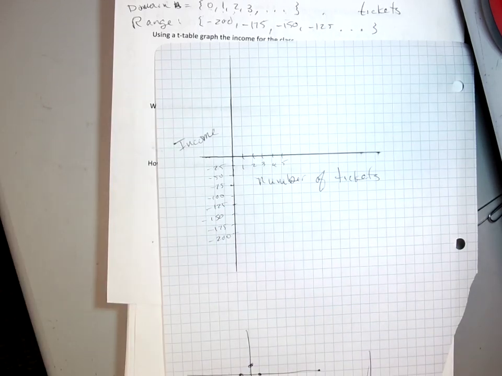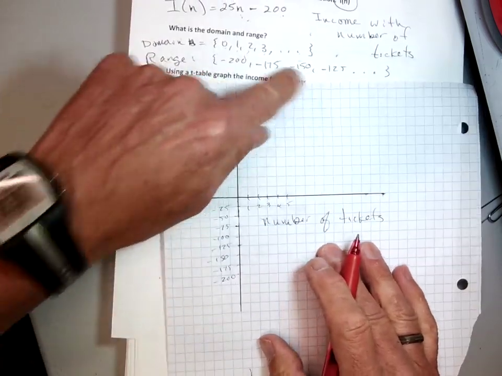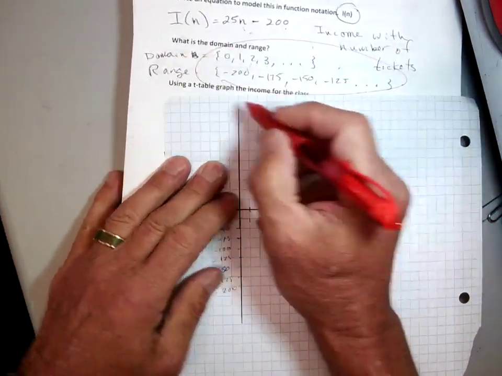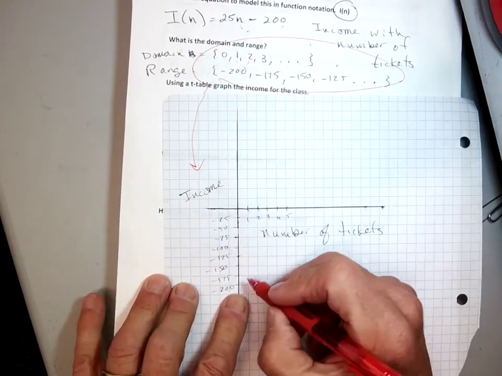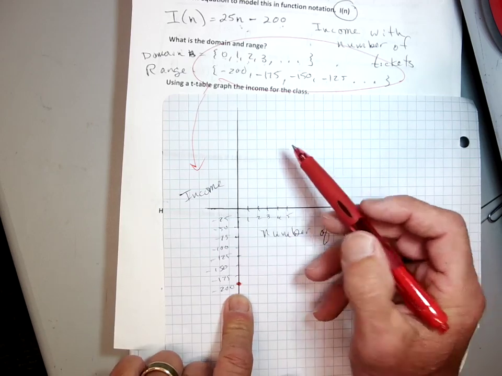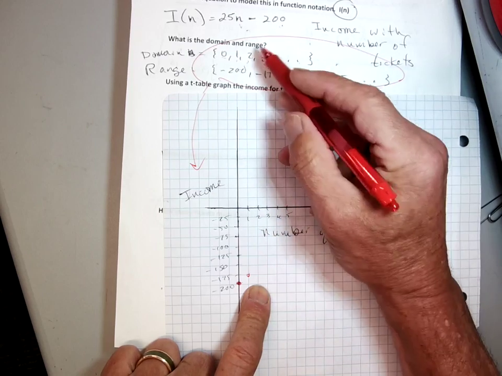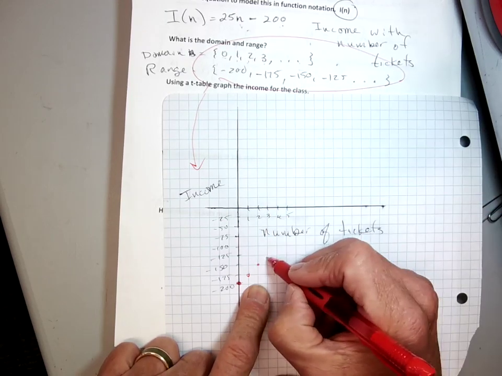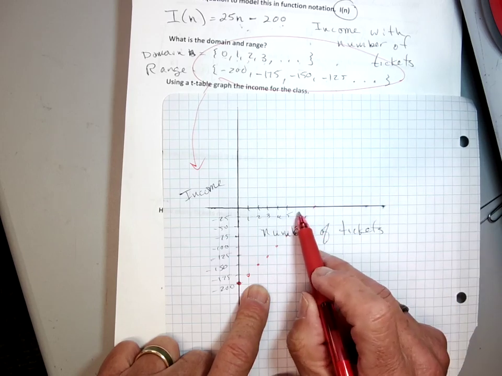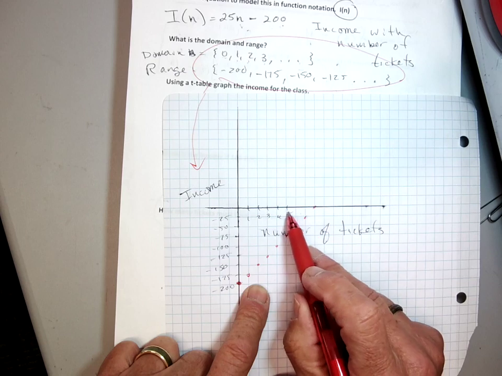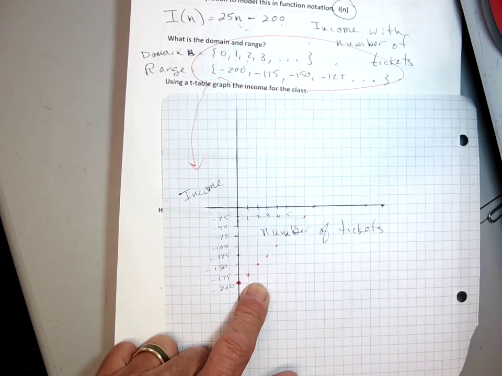So here's how my graph looks. Taking these values here, I'm going to put them on my graph. If I sell 0 tickets, I'm negative $200 in the hole. If I sell 1 ticket, I'm at negative 175. If I sell 2 tickets, I'm at negative 150, and I keep gaining and gaining until eventually, when I sell 8 tickets, I break even.